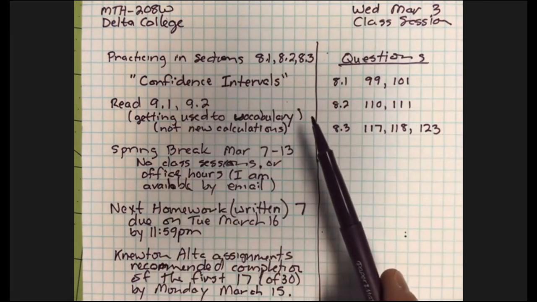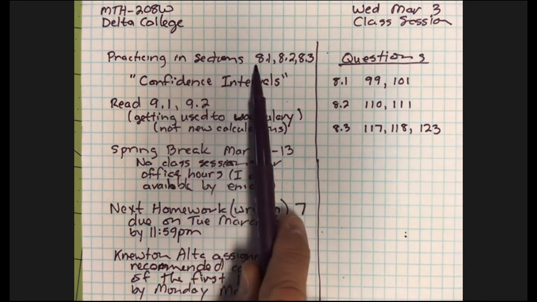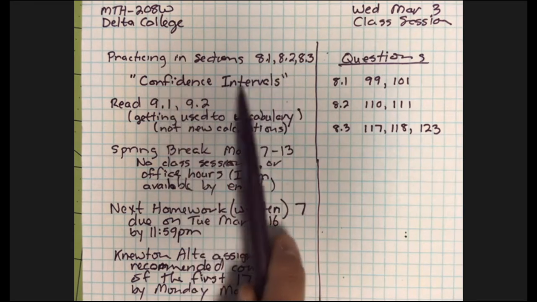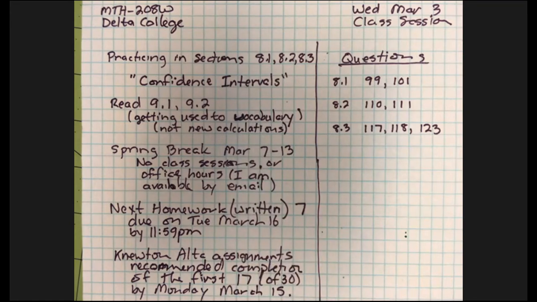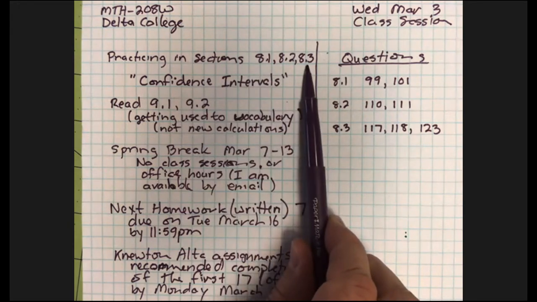And we have, hopefully, a very focused mission today, and that is sections 8.1, 8.2, and 8.3. The overriding topic in all three of those sections is confidence intervals: estimating something about a population when you only have a sample. There are three demonstrations, three flavors of that, in the first three sections in chapter 8.